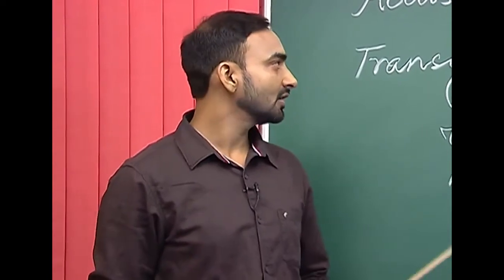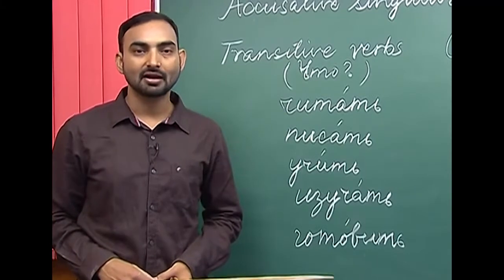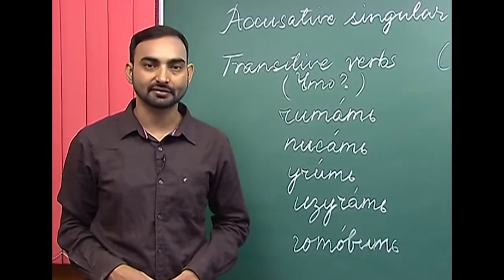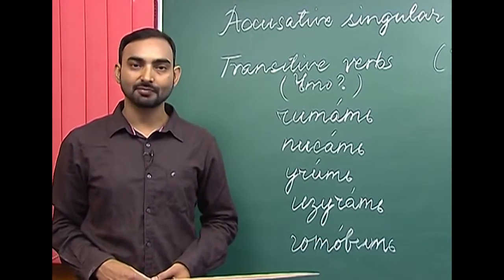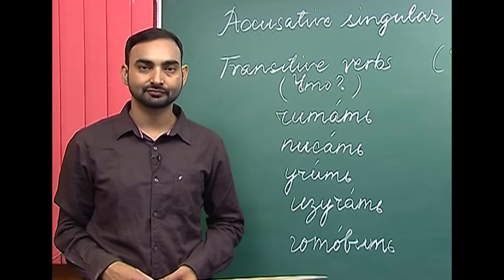Our next topic is the accusative singular of nouns. Before discussing the accusative singular of a noun, let us discuss transitive verbs. How do you define a transitive verb? Transitive verbs are verbs which require a direct object in the accusative case. A direct object can be a noun, pronoun or a noun phrase.